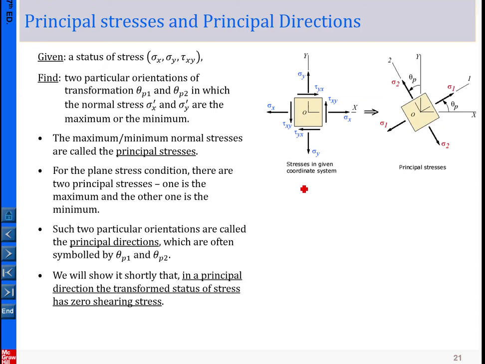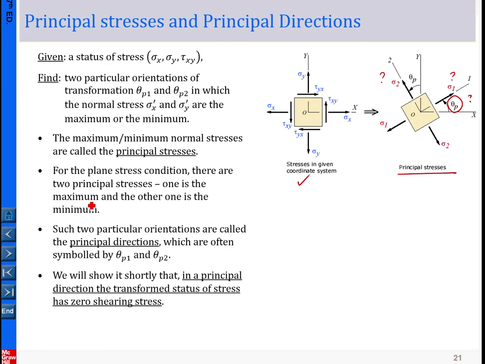We are given the state of stress, and we're going to find the principal stresses, which means we're going to calculate the values of sigma 1 and sigma 2 in a spatial orientation sigma p, such that the shear stress component is equal to 0. In such a spatial orientation, you can see the shear stress is 0. So that is the definition of the principal directions.